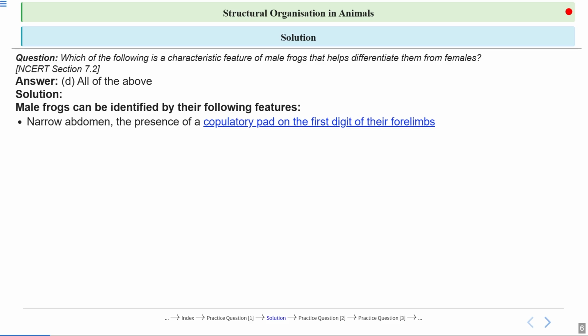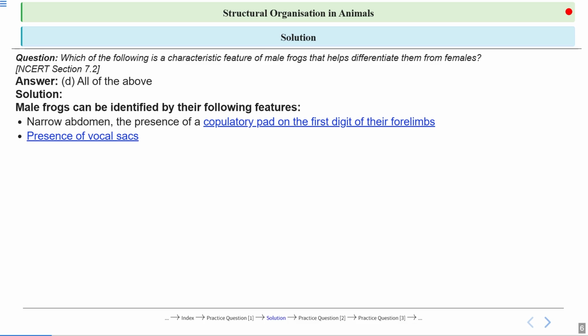Second thing, there will be copulatory pads present on the male frog's first digit of the forelimb. Forelimbs means their hands, right? And they have only 4 digits, and in that, the first digit has this copulatory pad, also called the nuptial pad.